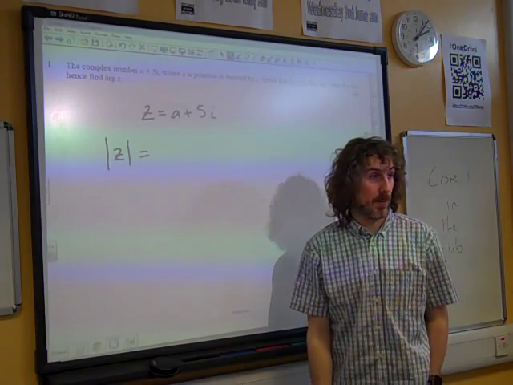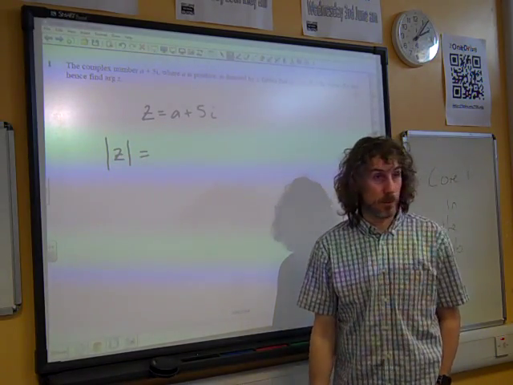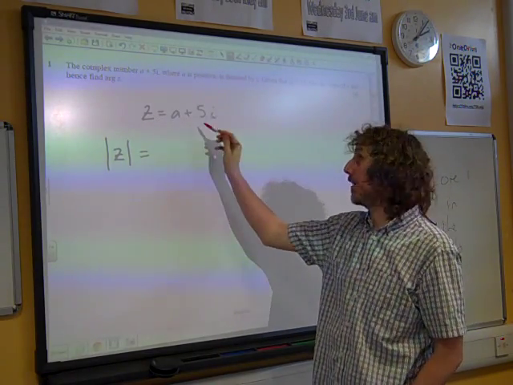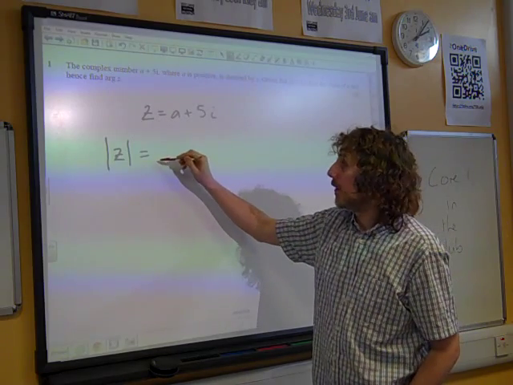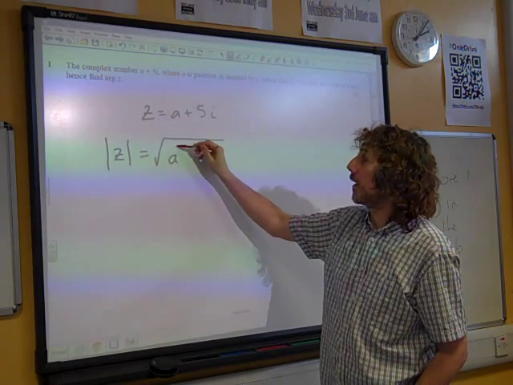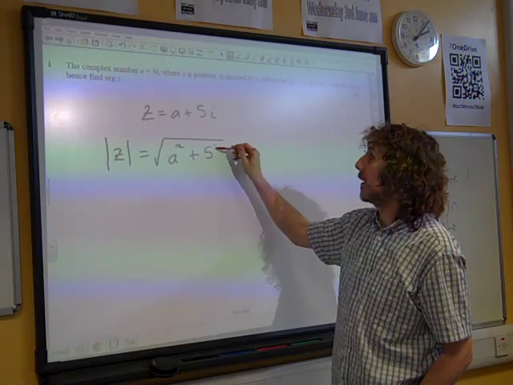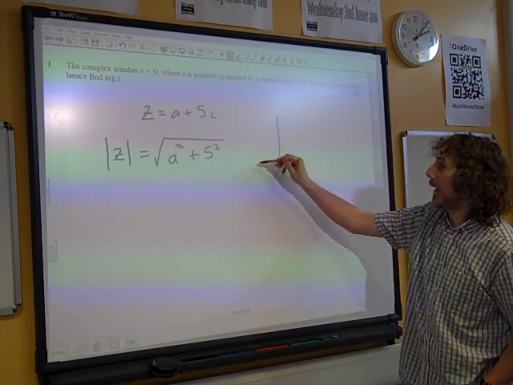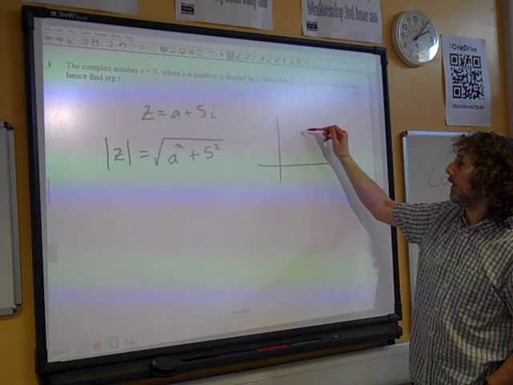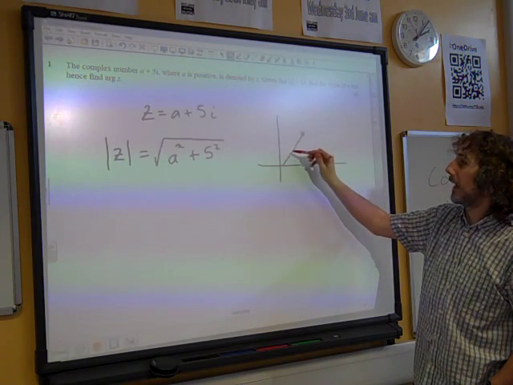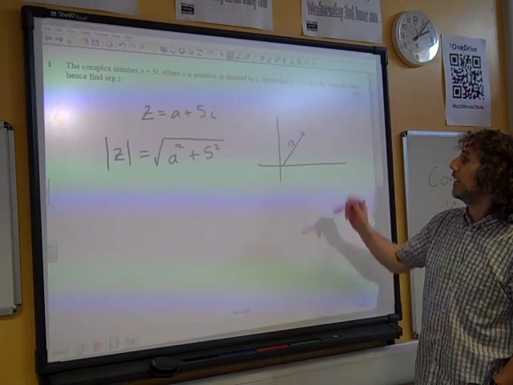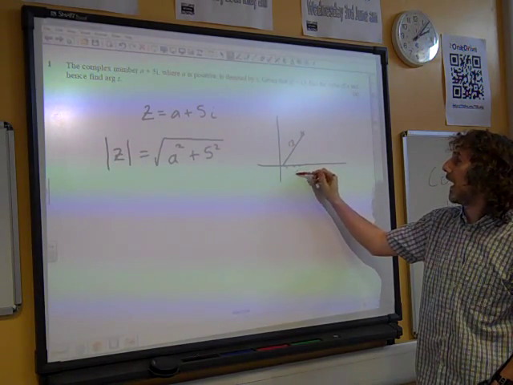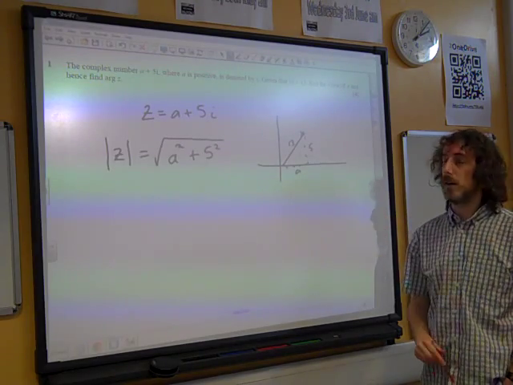Well, we haven't actually talked about this in what we've just been doing. That is just using Pythagoras' theorem, isn't it? It's saying how far from the origin is the point a plus 5i. So that is the square root of a squared plus 5 squared. Do you remember what we're doing? All we're saying is there's a point a plus 5i, and that distance there is equal to 13, where along there is a, and up there is 5.